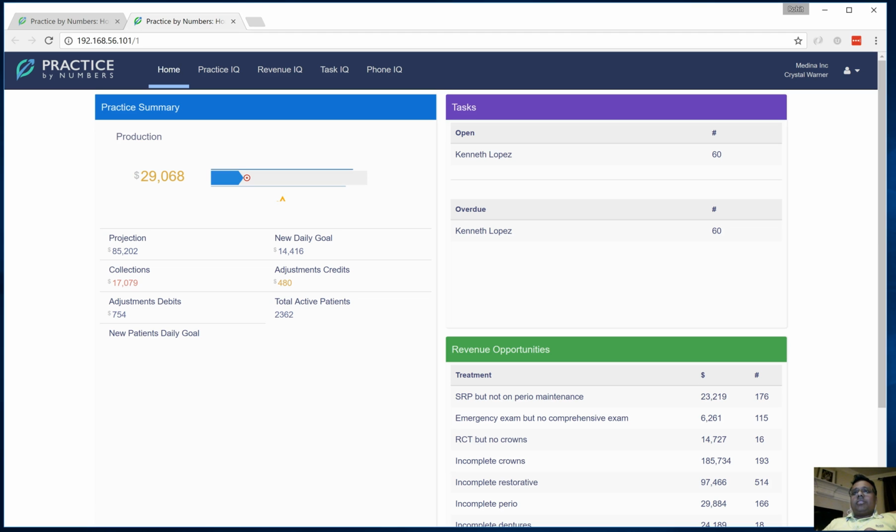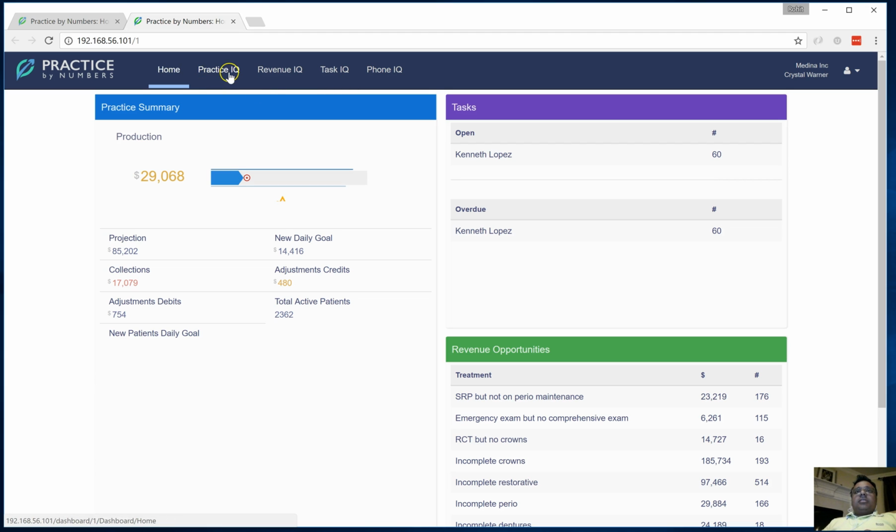I'm the founder and president of Practice by Numbers, and today we're going to cover how do you reactivate patients without a whole lot of pain of spreadsheets, printing out reports, paper notes. Let's go through patient reactivation and how Practice by Numbers can help you do patient reactivation.